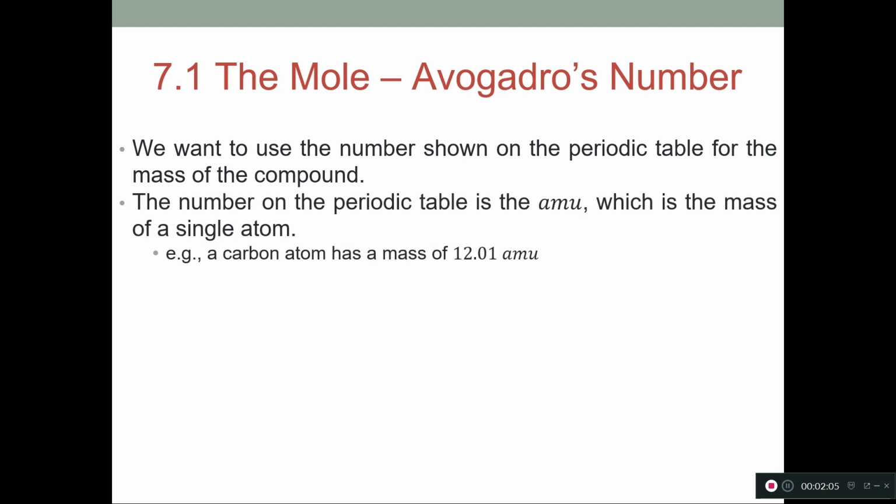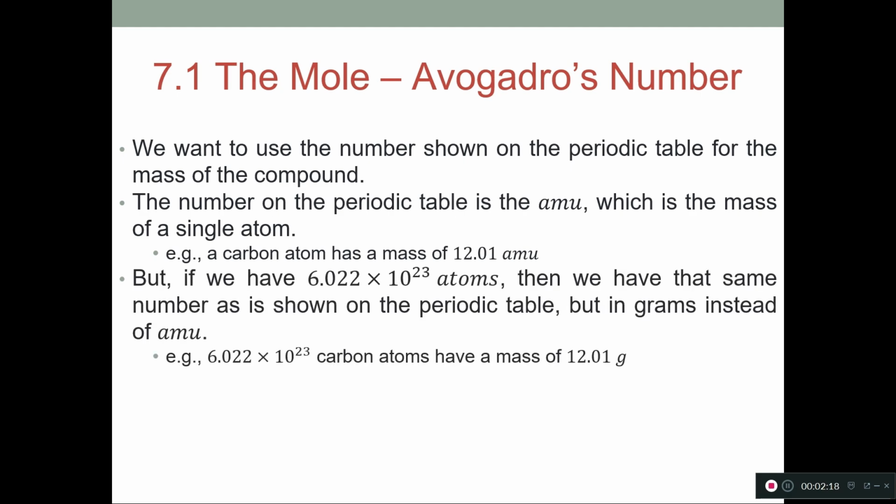So the number on the periodic table is in AMU, atomic mass units, which is the mass of a single atom. So for example, a carbon atom has a mass of 12.01 AMU. If we have 6.022 times 10 to the 23 atoms, then we have that same number as is shown on the periodic table, but in grams instead of AMU. So 6.022 times 10 to the 23 carbon atoms have a mass of 12.01 grams. So we see we're using the same number, but now it has the units of grams rather than AMU.